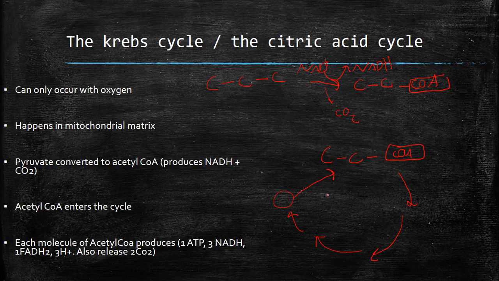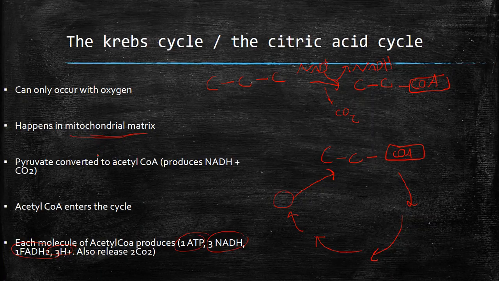Now for each round of one molecule of acetyl-CoA, 1 ATP is produced, 3 NADHs are produced, 1 FADH2, 3 hydrogen ions, as well as 2 carbon dioxides. All of this happens, as we said before, inside the mitochondria, and more specifically inside the mitochondrial matrix.